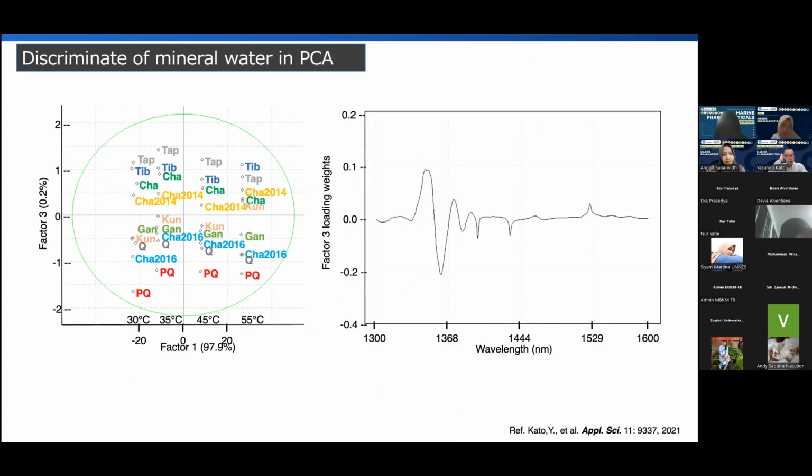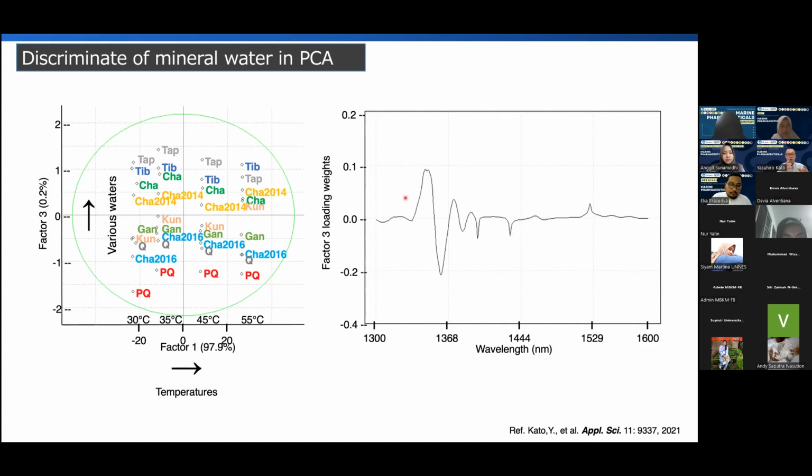At first, I tried different kinds of mineral water using this method. For each water I detected spectra at different temperatures. This score plot shows factor 1 indicating the different temperatures, and factor 3 indicating the different kinds of water, meaning the various waters. The factor 3 loading plot indicates some peaks.